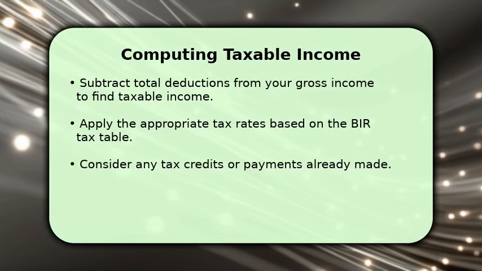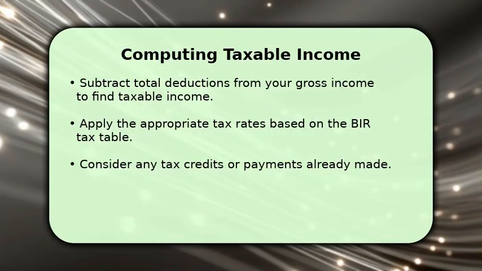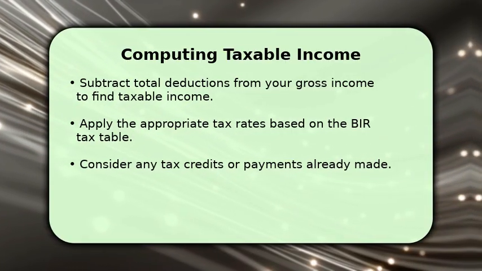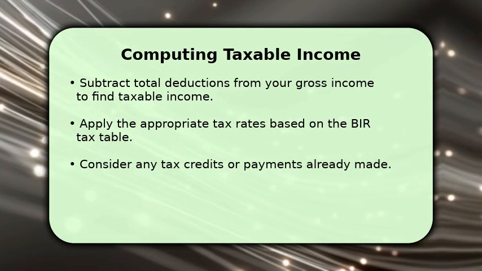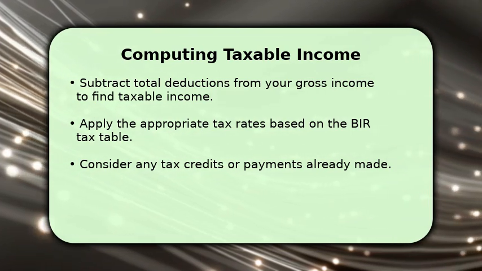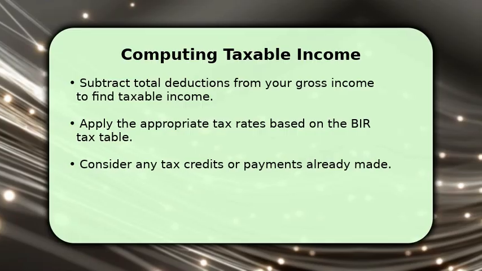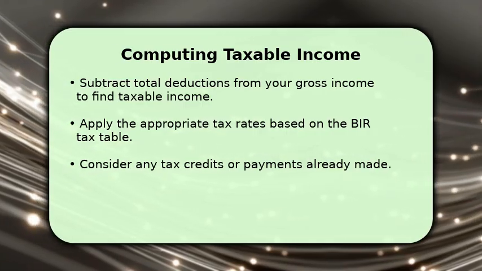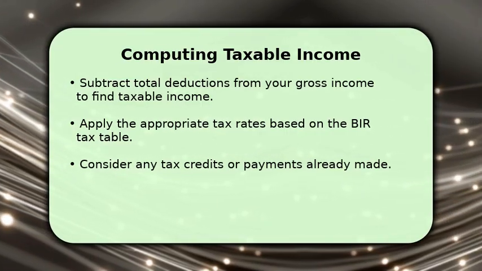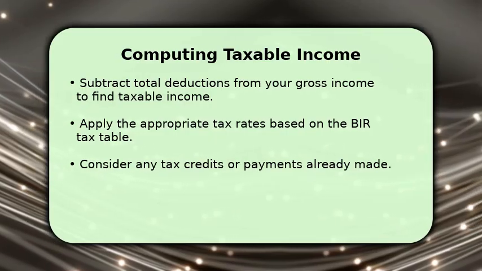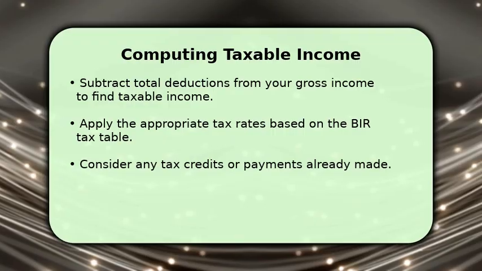Once you have your total income and deductions, calculate your net taxable income. This is your gross income minus your chosen deductions. Refer to the current BIR tax table to determine the corresponding tax due on your taxable income. Remember to account for any creditable withholding taxes or quarterly payments you have already remitted throughout the year.